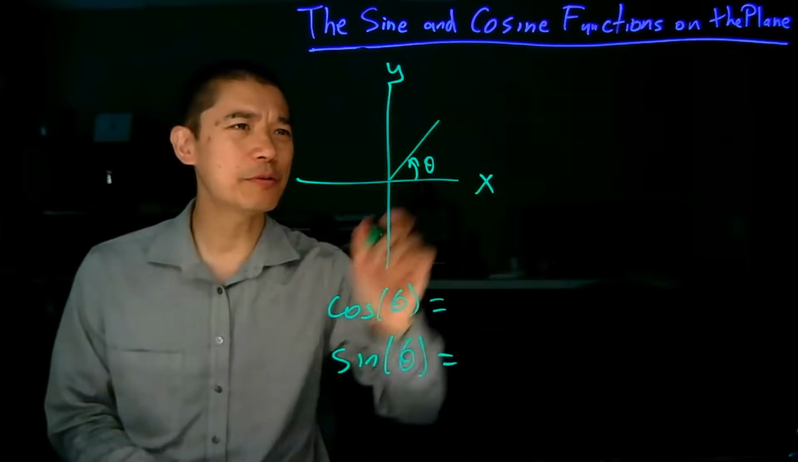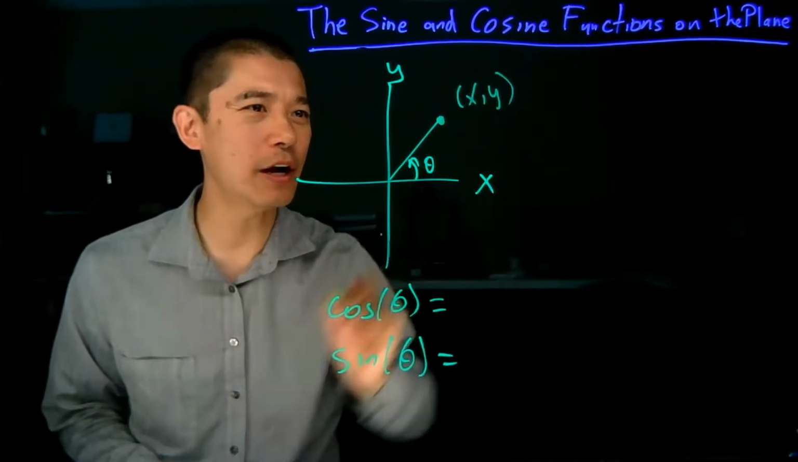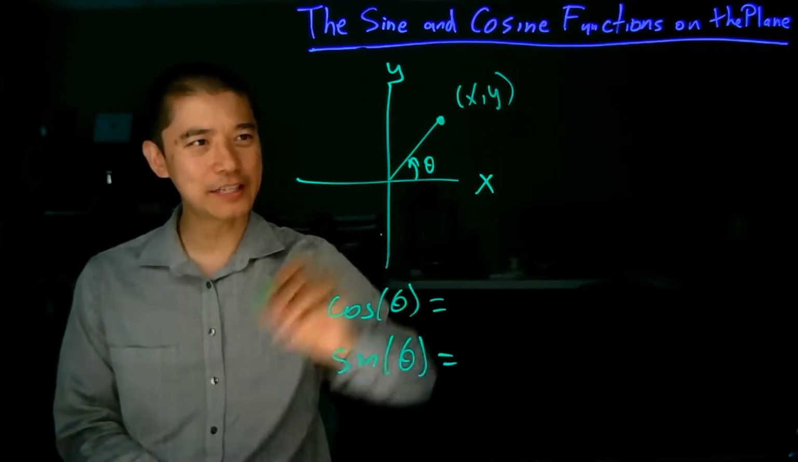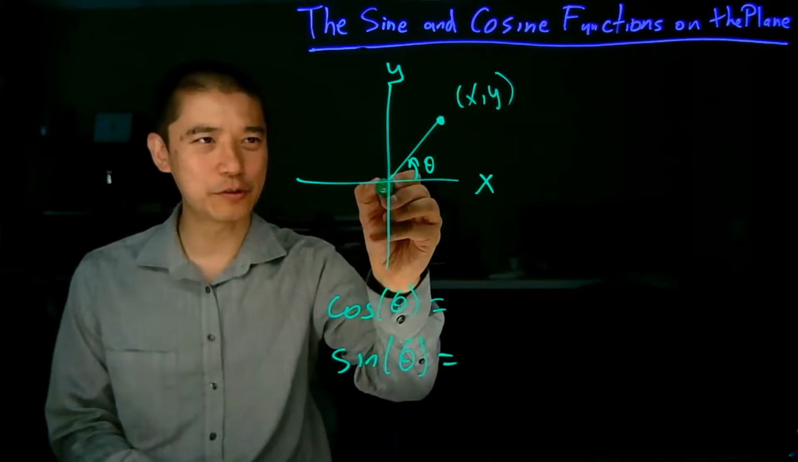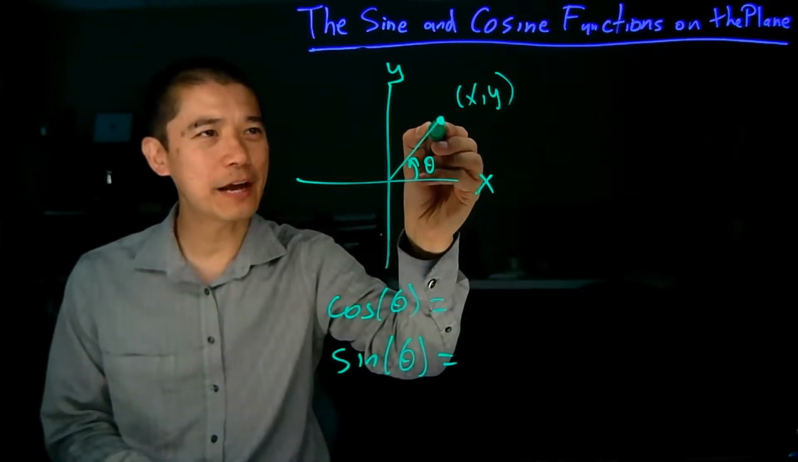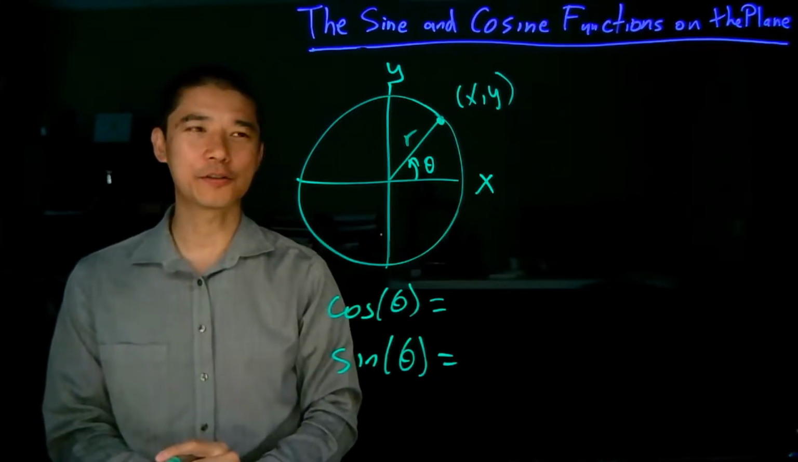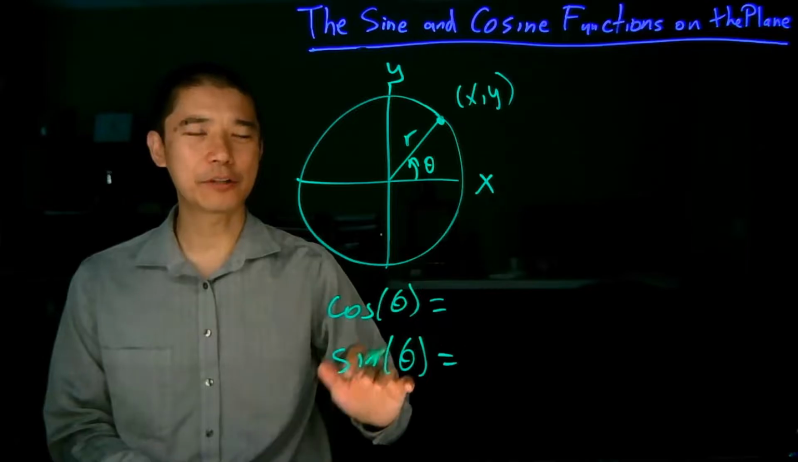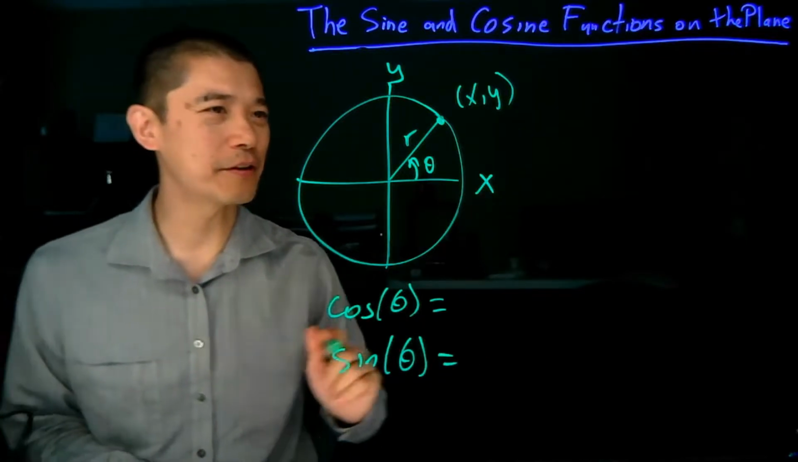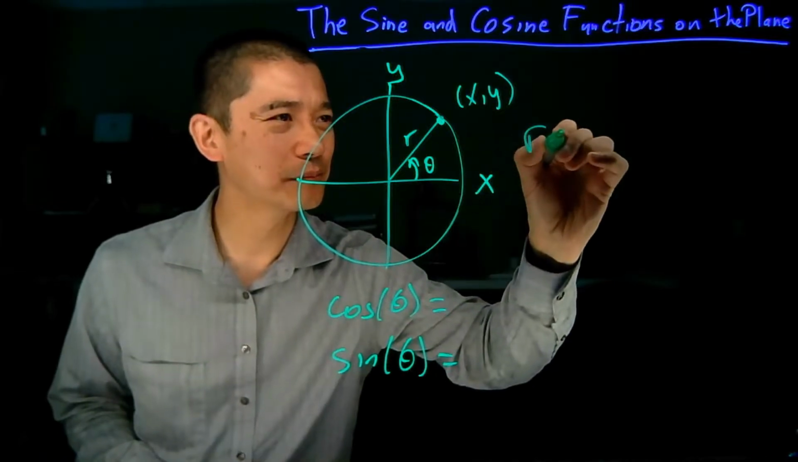And so what we're going to do with this is we're going to imagine some point x comma y that lies on that line segment going out from the origin. Now, it doesn't matter which point we use as long as we don't use the origin, because whatever point we have, we can draw a circle of radius r that goes through it. And now this is starting to set up the ideas that we're going to need for the sine and cosine functions. First of all, the value of r. What is the radius of the circle?